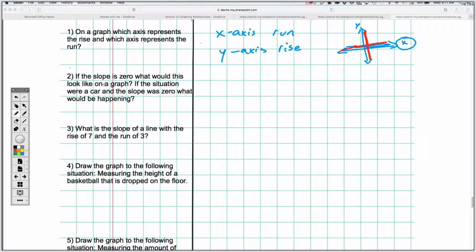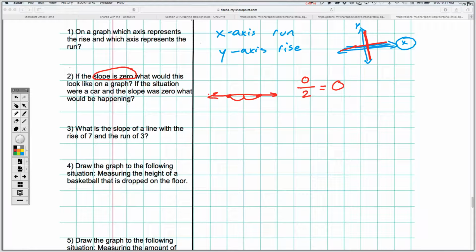Okay. Number 2, if the slope is 0, what would this look like on a graph? Rami. Straight line? Good job. So it's not just a straight line, it's from left to right, and it has to be completely flat. So if I pick 2 points, let's say it was here and here, my rise would be 0. My run would be 1, 2. So this would be a slope of 0.